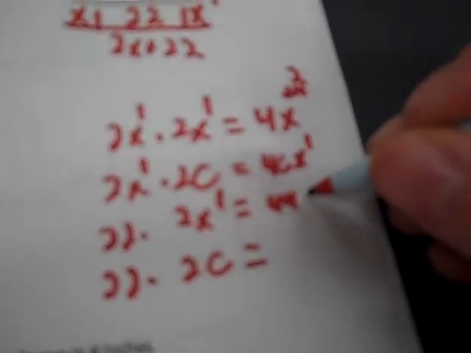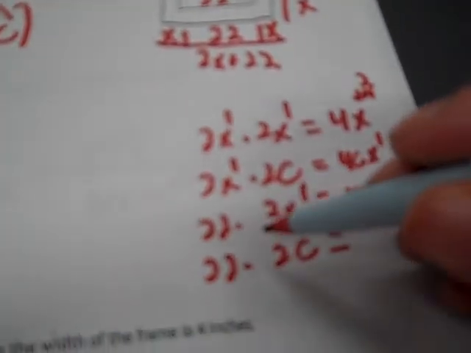Okay, so 2 times 2 is 4. Then on x, we have 1 plus 1, which is 2. 2 times 20 is 40, and then it's just x to the 1. 22 times 2 is 44, which is x to the 1. And then 22 times 20, I believe, is 440.